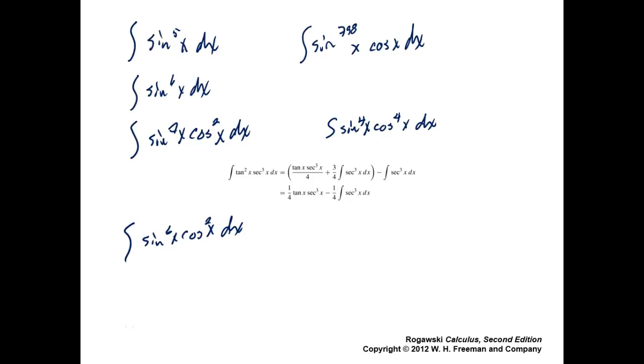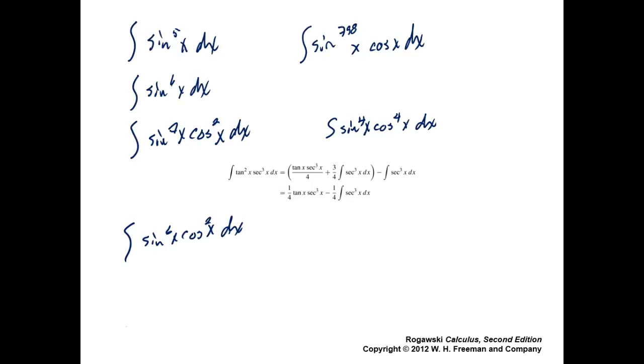Actually, first one's pretty easy. With substitution, u equals sine x, du equals cosine x dx, u to the 798th power du. That makes a lot more sense now.